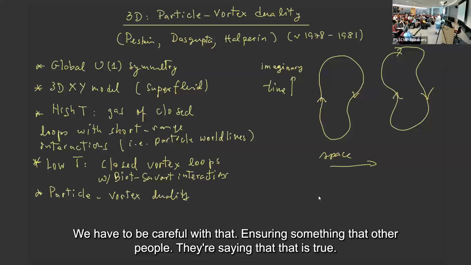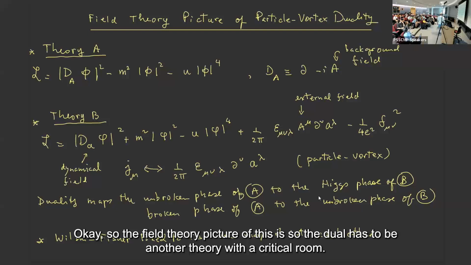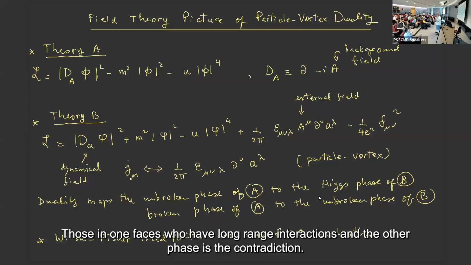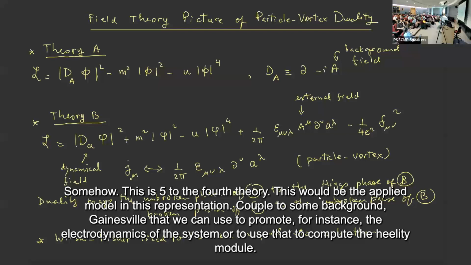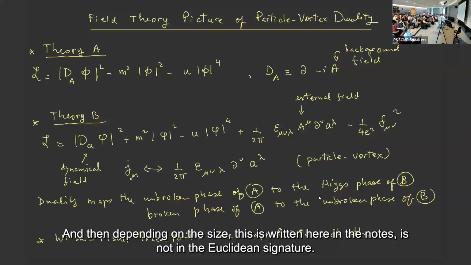It's absolutely true. Okay. So the field theory picture of this is, the dual has to be another theory with a critical point that in one phase has to have long-range interactions and the other phase has to have short-range interactions. Okay. Somehow. So we call it theory A. This is phi to the fourth theory. This would be the XY model in this representation, coupled to some background gauge field that you can use to probe, for instance, the electrodynamics of the system, or to compute the helicity modulus or any of the properties of interest.